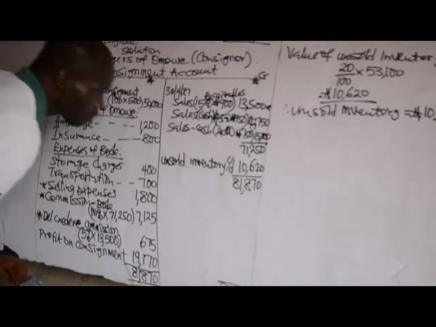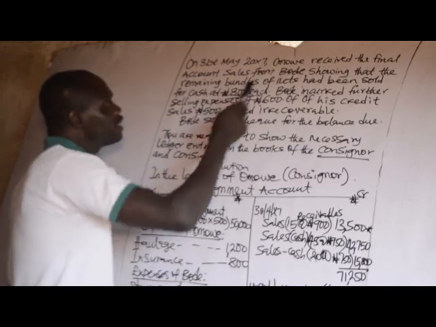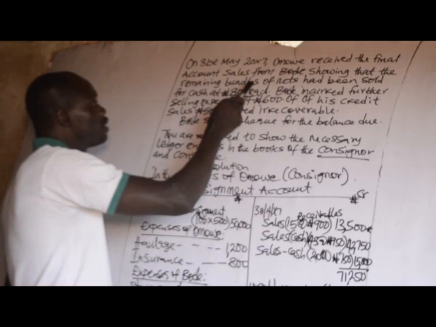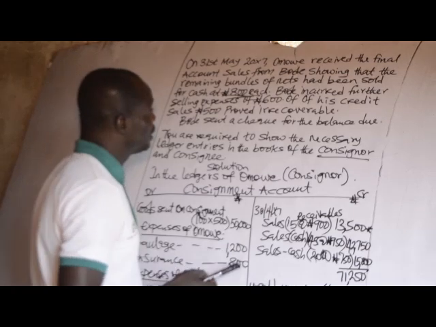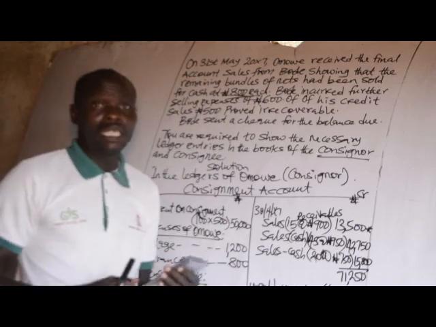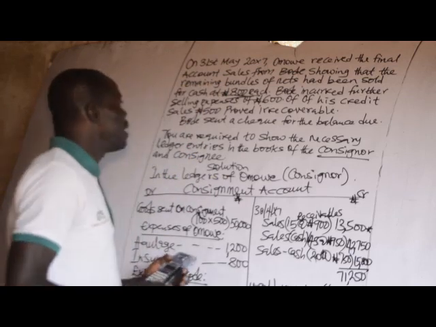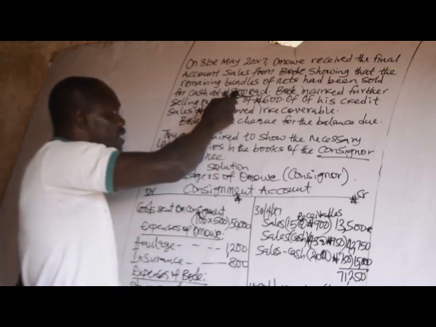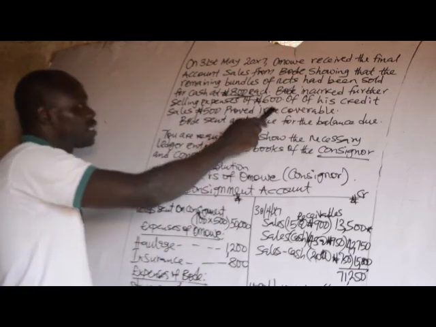Now, on 31st May 2007, Omawe received the final account sales from Bode showing that the remaining bundles of net had been sold for cash at 800 naira each. Remember, the initial interim account sales shows that 80 bundles were sold out of the total of 100 bundles. That means the remaining 20 that are still in inventory, that remain unsold, is the one that will now be sold at 800 naira each. But they incur further selling expenses of 600 naira.